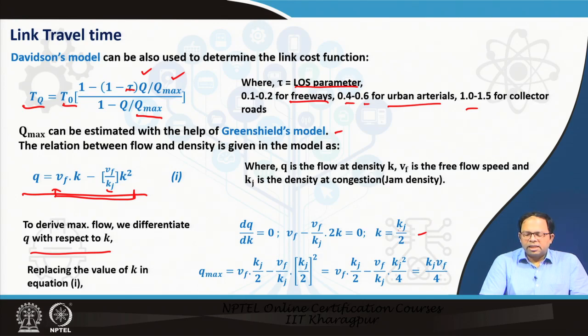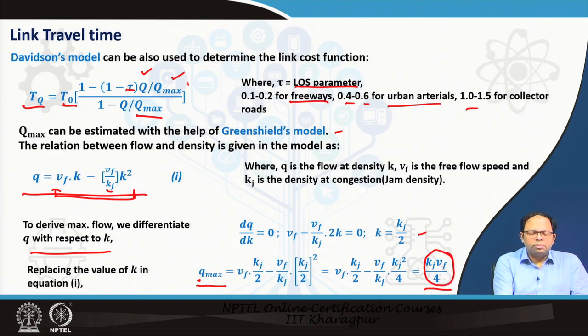Now, if I replace k equal to Kj by 2 in this particular equation, the same equation where q has now become q max because we are replacing k by Kj by 2, then we get this particular formula where q max equal to Kj, the density at congestion, into Vf, the free flow speed, divided by 4.